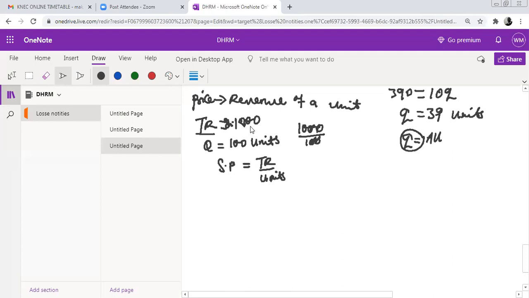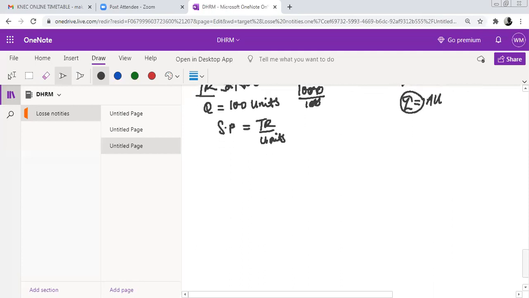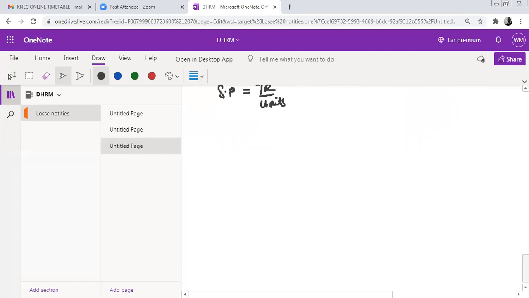Now we go to the real thing. And if you are able to understand that, then when I put the figures here, you need to understand where they're coming from. So when I say the selling price, or simply the price, the price is normally given by the total revenue divided by the quantity. Sawa. Total revenue divided by quantity.